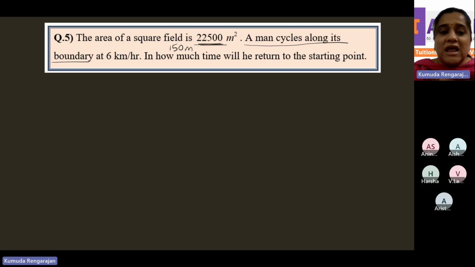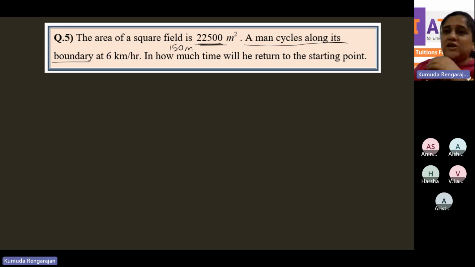A man cycles along its boundary at 6 kilometers per hour. That's the speed. That is easy. He's able to cover 6 kilometers in 1 hour. So he need not cycle for 1 hour. That is his speed. Suppose he cycles only for 15 minutes. 1 hour, 6 kilometers. 15 minutes will be 1.5 kilometers.